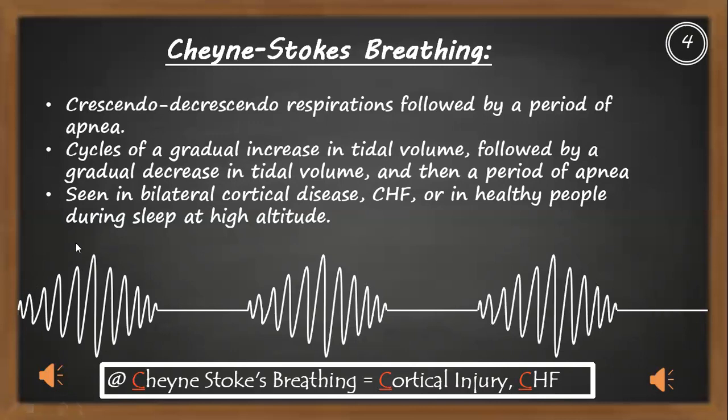As you can see here, there's an increasing intensity of breath followed by a decreasing intensity of breath, and ultimately a period of apnea. And once again, there's an increasing intensity and decreasing intensity. So this crescendo-decrescendo pattern followed by apnea, and then once again a crescendo-decrescendo pattern, is seen in the case of cortical injury and congestive cardiac failure, and this kind of breathing pattern is known as Cheyne-Stokes breathing. Let's listen to the audio once again, and please focus on the crescendo-decrescendo pattern, as well as the period of apnea interspersed in between in this audio.